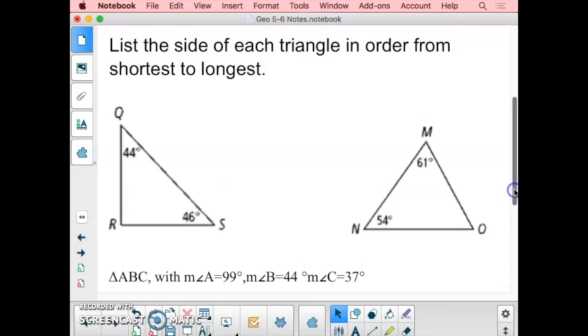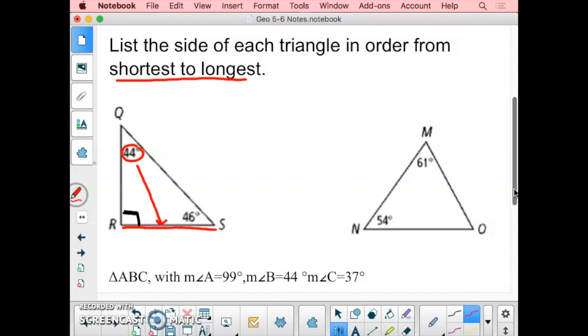It says list the side of each triangle in order from shortest to longest. Okay, I know that I have a 44 and a 46. Those two add up to 90, which tells me this one has to be 90 if all three angles need to make 180 together. All right, since I'm going shortest to longest, the smallest angle is 44. Across from that is the side that is called RS, which would be the shortest side. The next smallest angle is 46. Across from 46 is QR, which is the next shortest side.